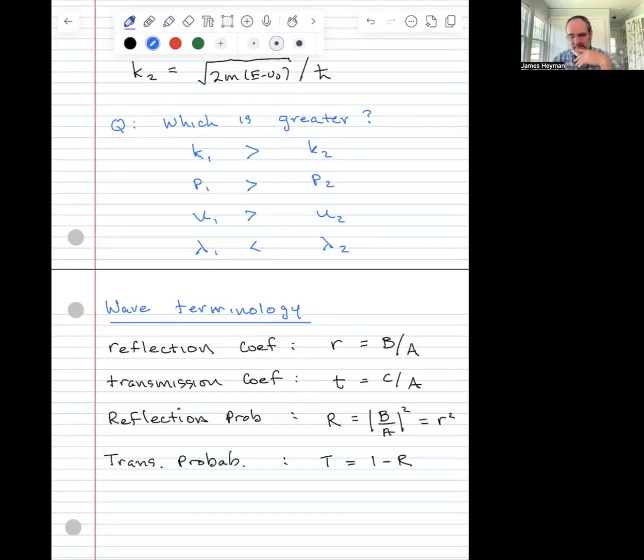And I wanted to just warn you about one thing here. The transmission probability is not equal to little t squared. There's a reason for it, and it all makes sense, but it is equal to 1 minus R. So we can keep that in the back of our minds. All right, let's stop this short video here.